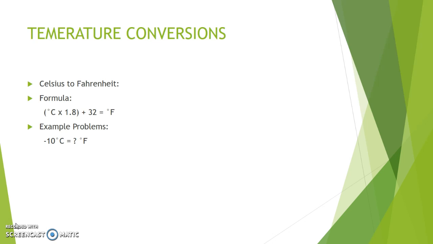Plug negative 10 degrees Celsius into the formula, and you add 32 to it, and you get 14 degrees Fahrenheit. Negative 77 degrees Celsius, plug that into the formula, and you get negative 107 degrees Fahrenheit. Remember, adding and subtracting, you go with the least number of decimal places, so that's why it's rounded to a whole number like it is.